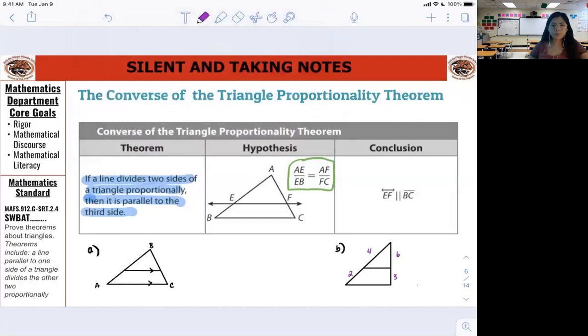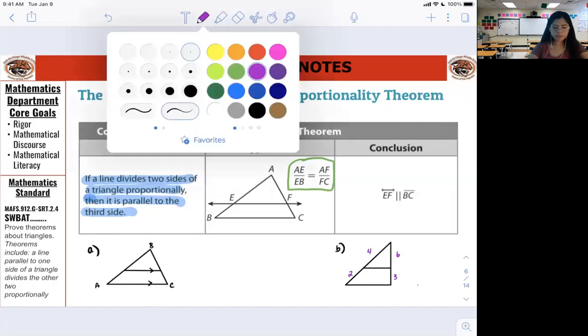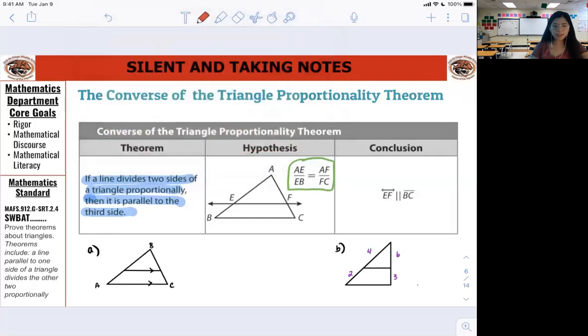So take a look at these two examples. In example A, what are they already telling you? That the lines are parallel. They tell you that the lines are parallel, so you can conclude, because they're parallel, you know that. So this leads to, let's call this x, let's call that y. Now you know that AX over XB is equal to CY over YB. You can make that conclusion because they are parallel.